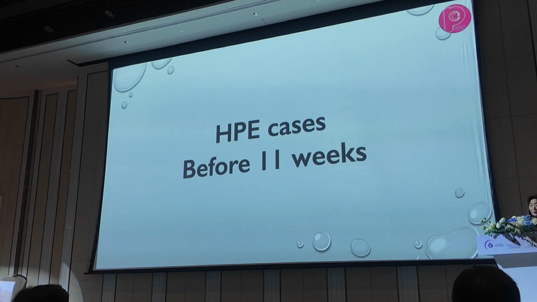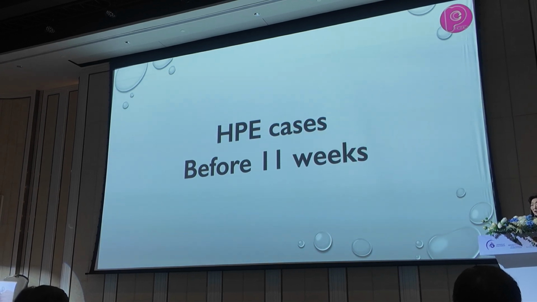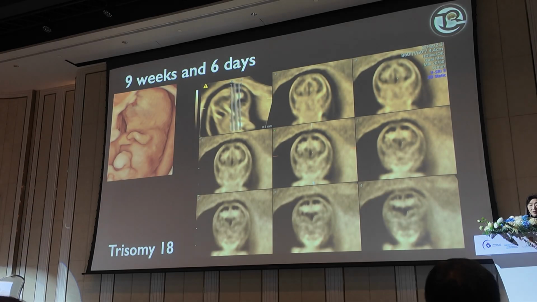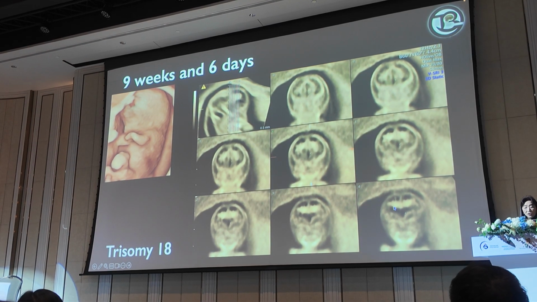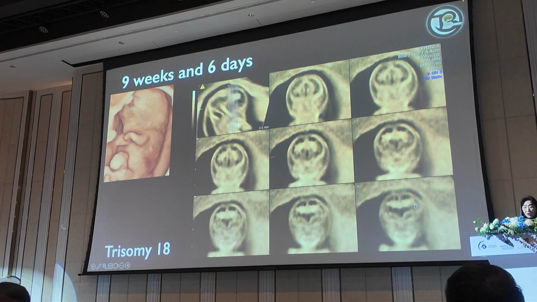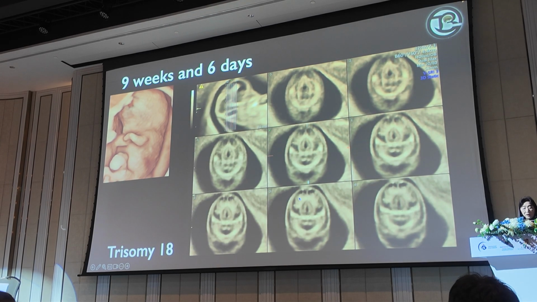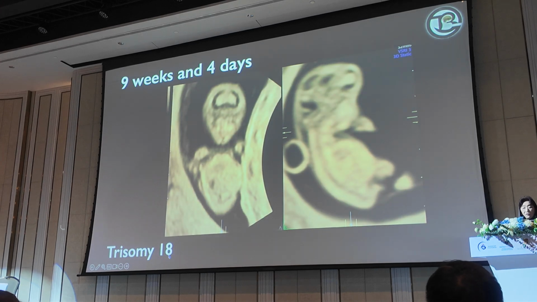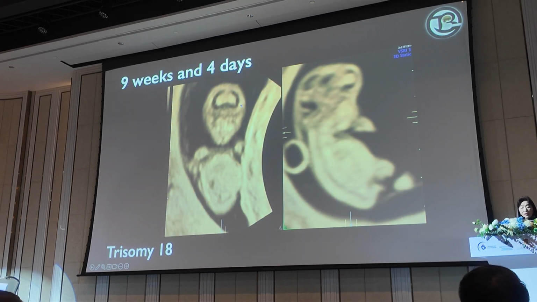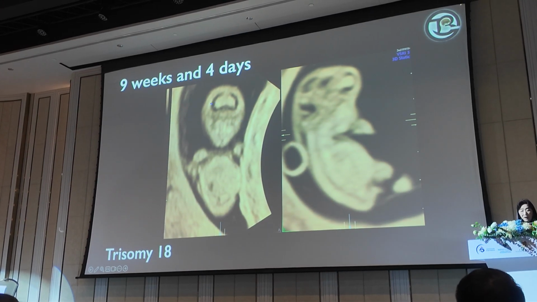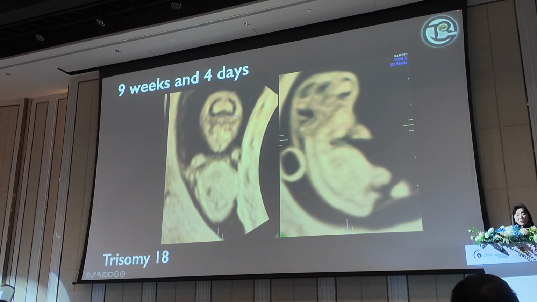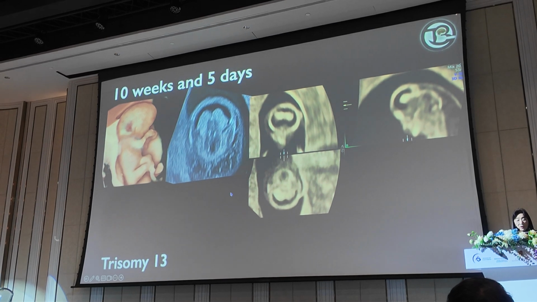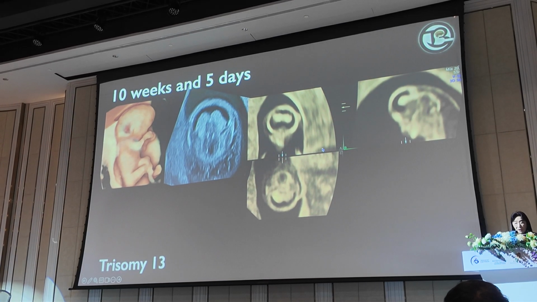And now, before 11 weeks of gestation, as I told you, in the first trimester, you can detect holoprosencephaly very often, 1 out of 250 cases. So this is 9 weeks and 6 days, and you can see here the continuous choroid plexus. Here also you can see, and this is trisomy 18. And this is 9 weeks and 4 days. Also, you can see the choroid plexus continued from left to right, and this is also trisomy 18, and this is a trisomy 13 case at 10 weeks of gestation.